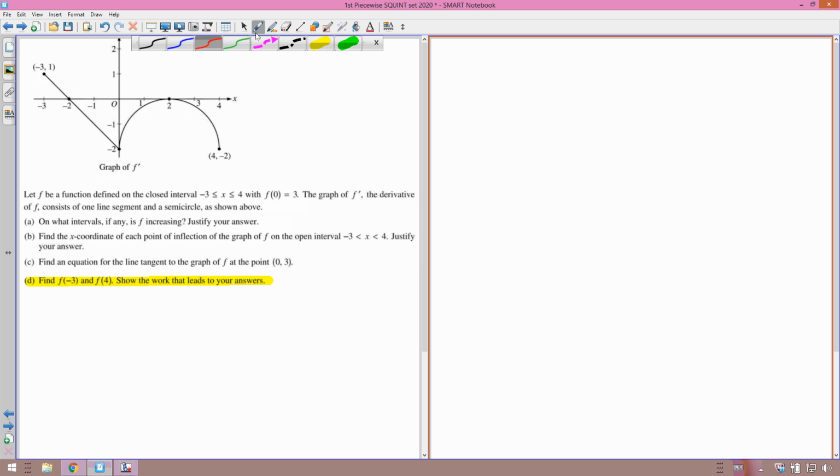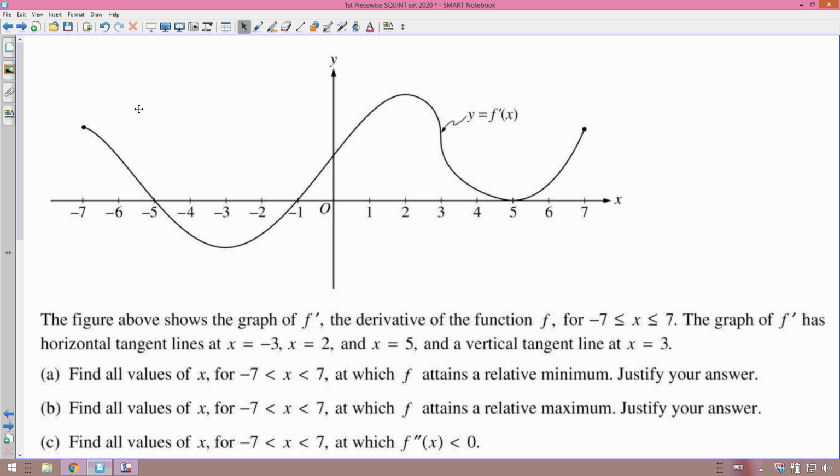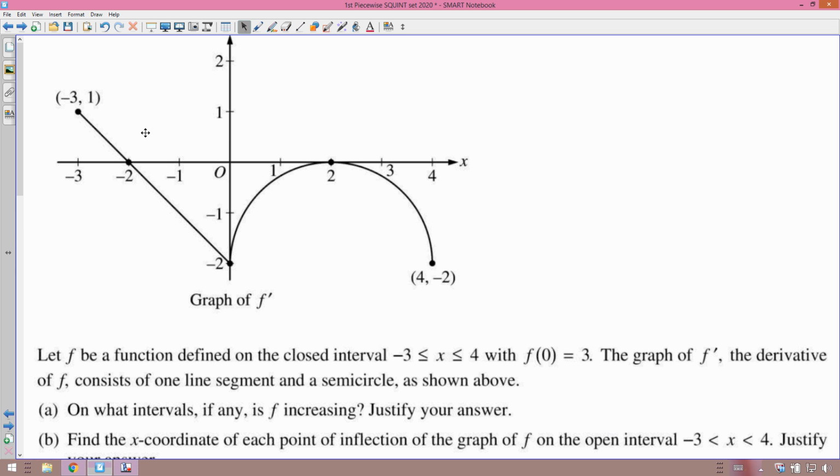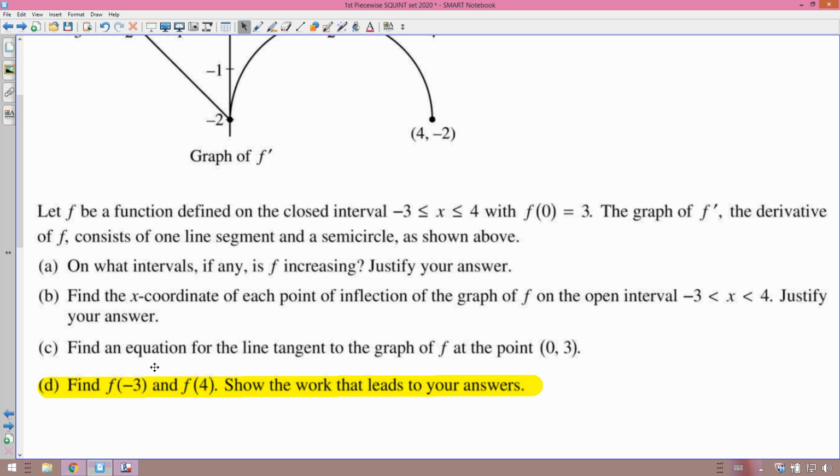All right, so there are two problems here that I think need a little bit of extra attention. The first one is this one, part D. We want to find f of 3 and f of 4, but we know that we don't have the graph of f. We have the graph of f prime. So how could we find f of negative 3, that's what I meant to say, and f of 4?